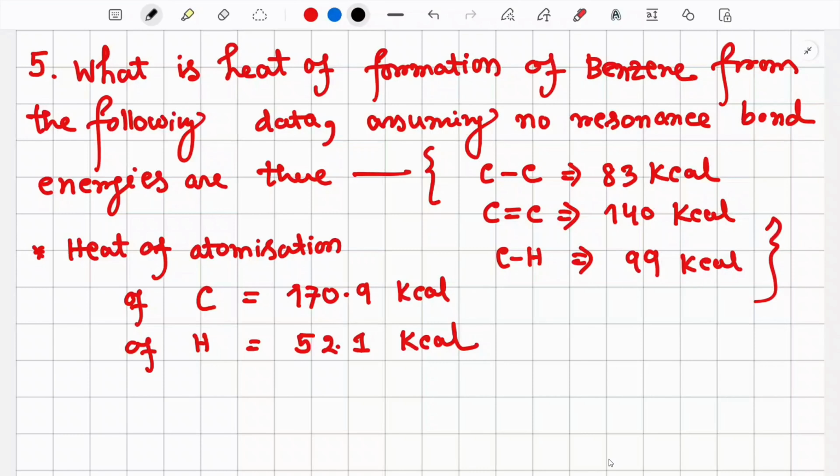One 174 kilocalorie. What? Hello? Hello? Yes. What is the answer? 174 kilocalorie. 170 kilocalorie. 174. Check it again. At first, I am getting 1512 kilocalorie, then minus the heat of atomization. Okay, let me check.